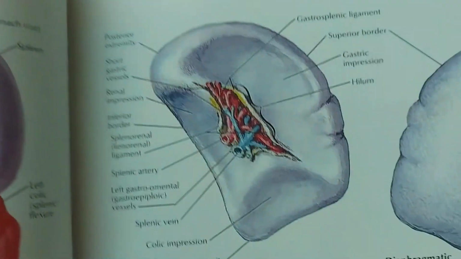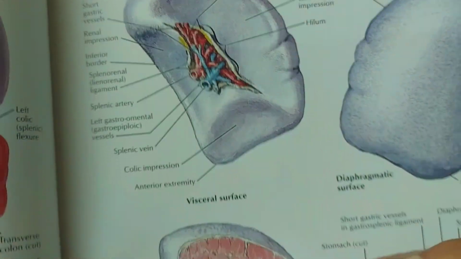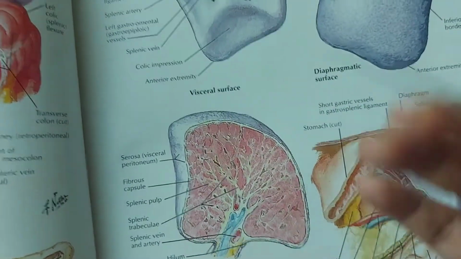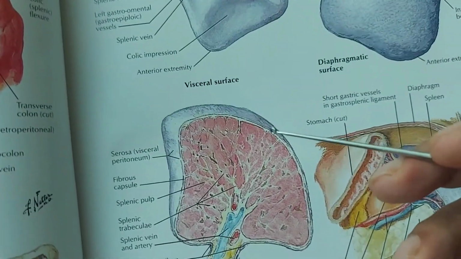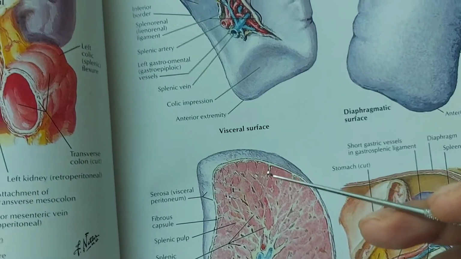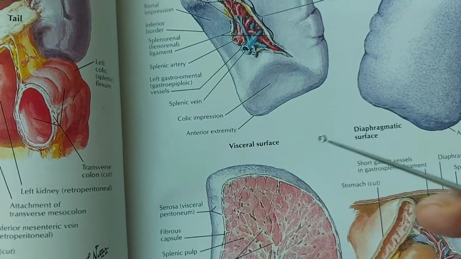The spleen has some interesting features. It follows odd numbers, that means 1, 3, 5, 7, 9, 11.